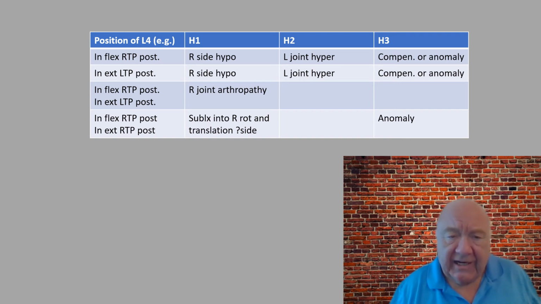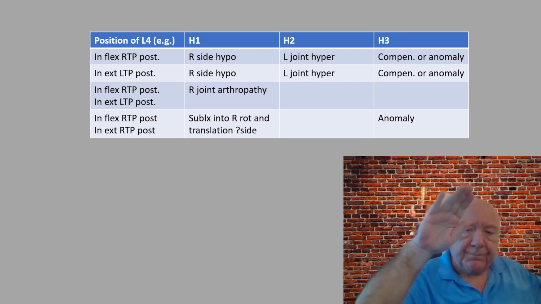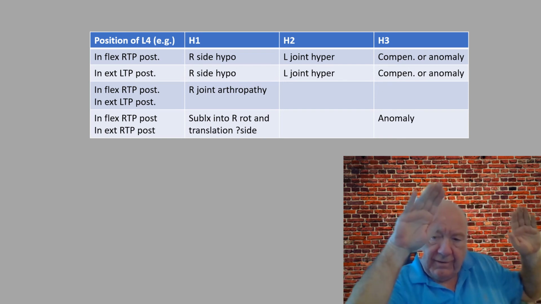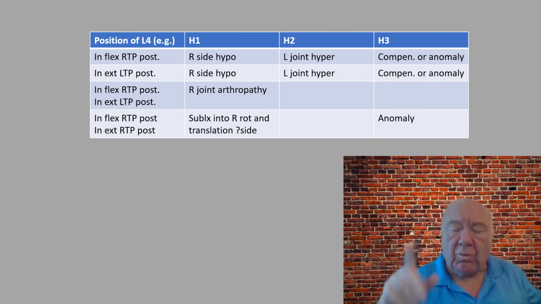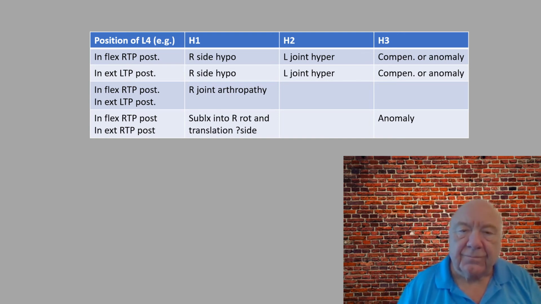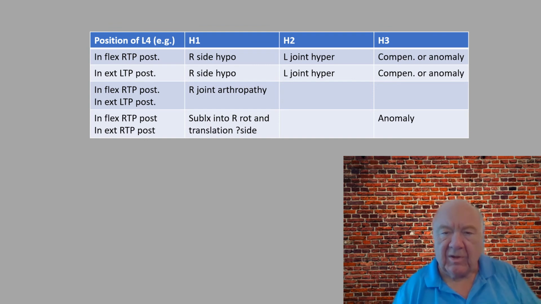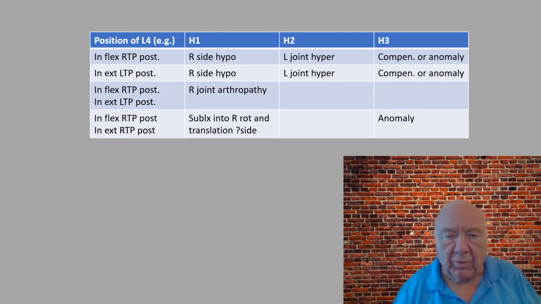Second scenario is in extension, the left transverse process is posterior. So we've got this happening here, if I can get my directions right. So the posterior transverse process here, the first hypothesis is that we have a right side extension hypomobility of the segment. And again, we test that with the P-pivum. Second one, when that doesn't work out, is that the left joint is hypermobile into extension, and H3 is a compensation or anomaly.